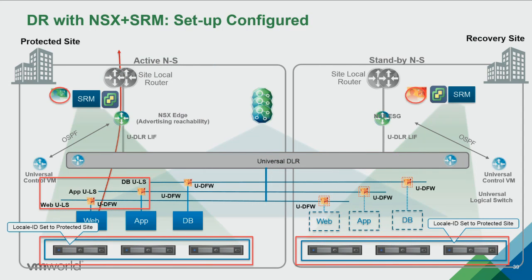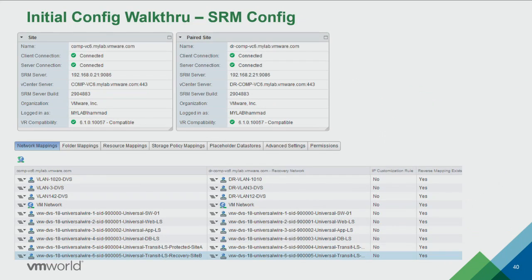So going back to our setup, we were at the logical switch. We deployed the logical router, the control VMs, the edge entities. So at this point, my NSX configuration is done, right? Now let's look at SRM.